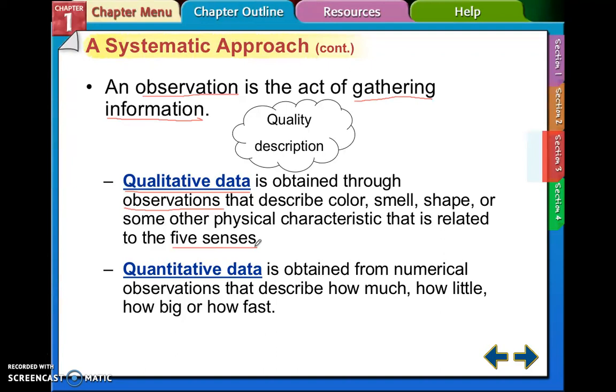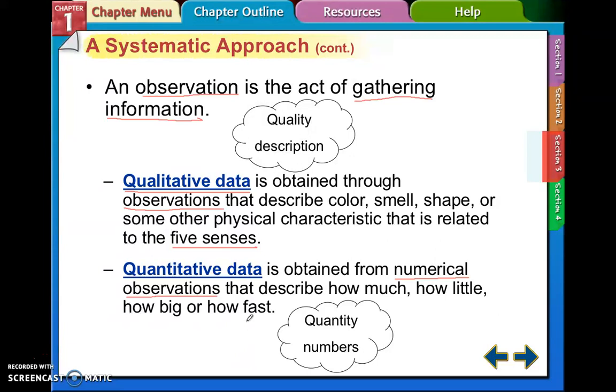Then we also have quantitative data. Quantitative data is data that you get using numerical observations. And what does numerical mean? Numerical just means numbers. And again, what are observations? Observations is just getting information. So you can get your information by describing it, or you can get your information by actually getting hard numbers. For example, how much or how little something is, how big, how fast. You can think of this as quantity, or the numbers of something that you want.